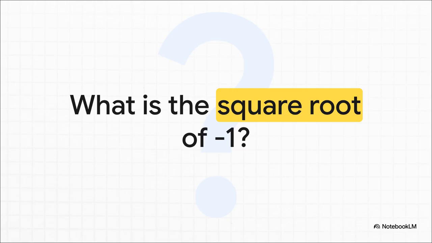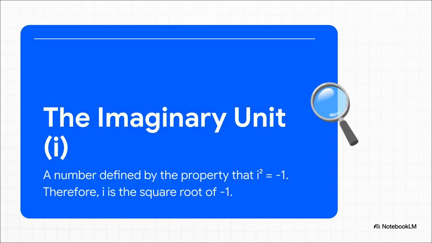Think about it. Any real number you can imagine, positive, negative, doesn't matter. When you square it, you get a positive result. So how on earth could you find a number that, when multiplied by itself, gives you -1? It seems like it just can't exist. So, what do you do with a problem you can't solve?